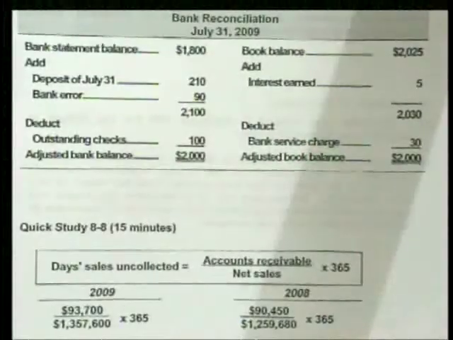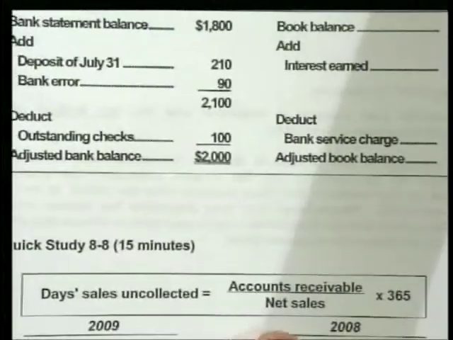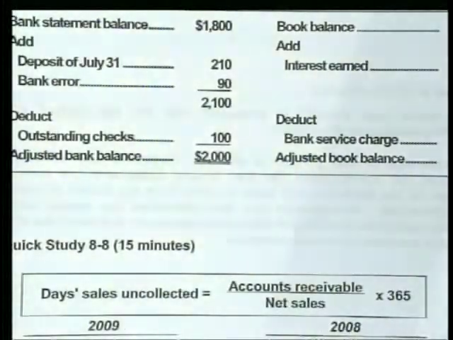All right, the following annual account balances are taken from Mizuno Sports, and they give us our accounts receivable and our net sales, okay? For 2009 and 2008. What is the change in the number of days sales uncollected between 08 and 09? According to this analysis, is the company's collection of receivables improving? All right, let's take a look at that. First of all, the definition of days sales uncollected is right there at the bottom of the screen. It equals accounts receivable divided by net sales times 365. Okay?